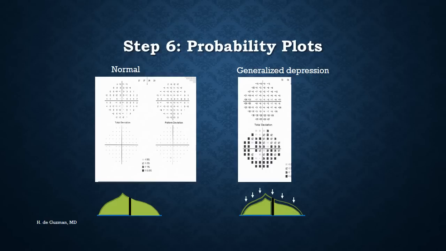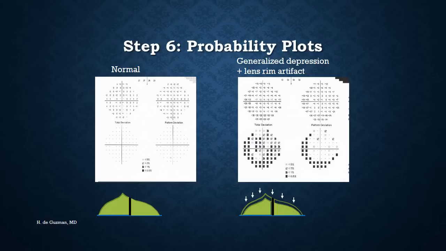Here's another example of generalized depression, but there's also a lens rim artifact.